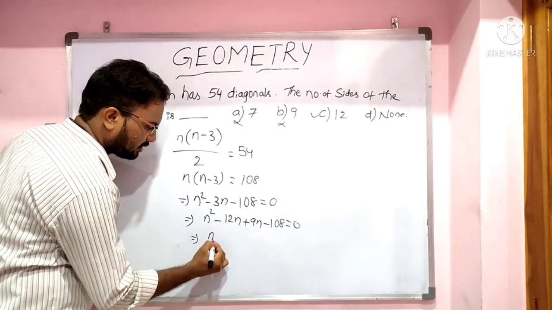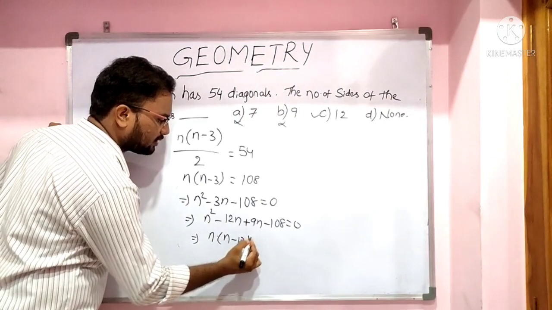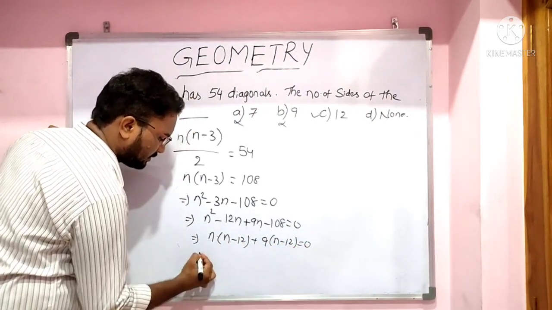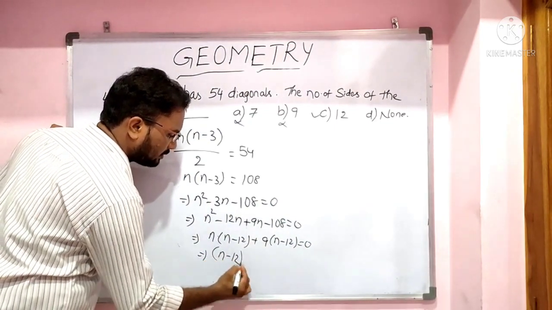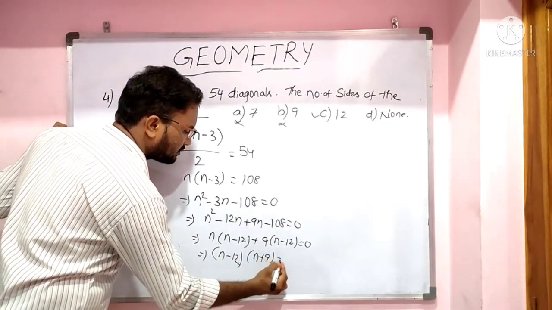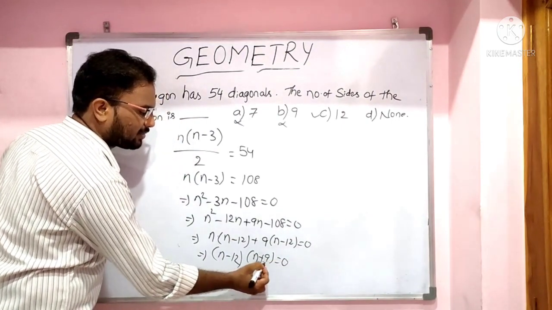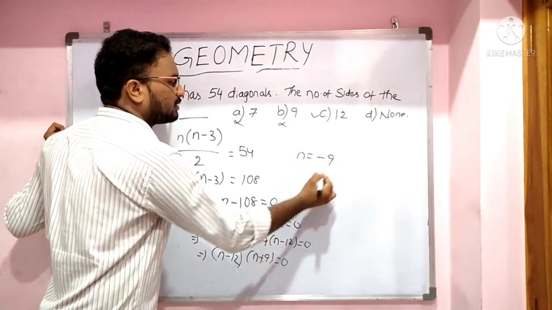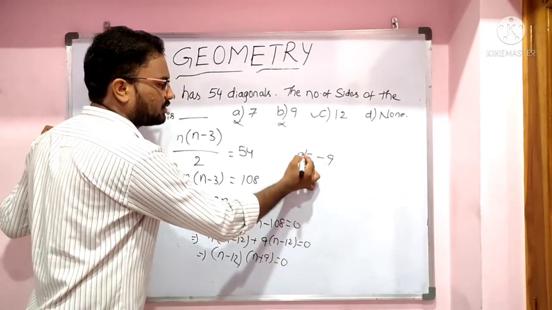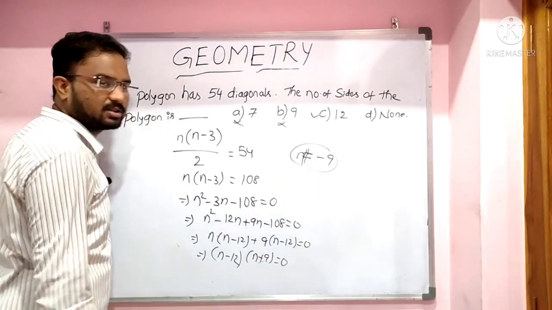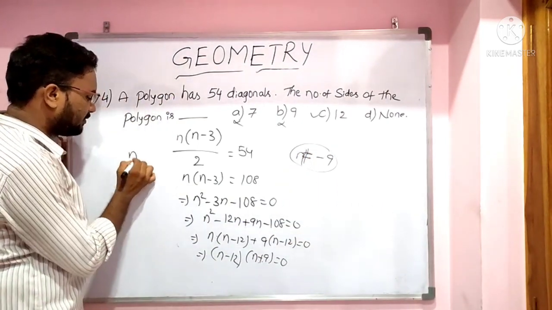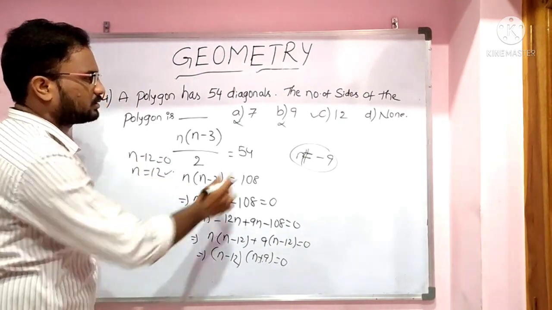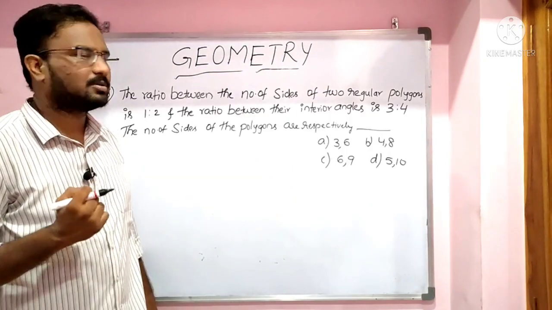If you take n as common, n into n minus 12. If you take 9 as common, 9 into n minus 12 equal to 0. So n minus 12 into n plus 9 equal to 0. n plus 9 is not equal to 0, because then n is equal to minus 9, and the number of sides should not be negative. So this condition is ruled out. So n minus 12 equal to 0, so n equal to 12. Okay, so the answer is 12. So next problem.